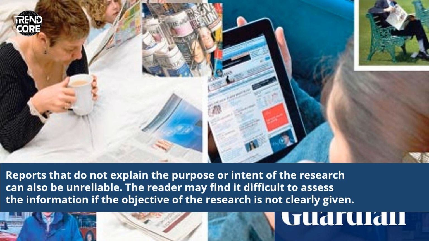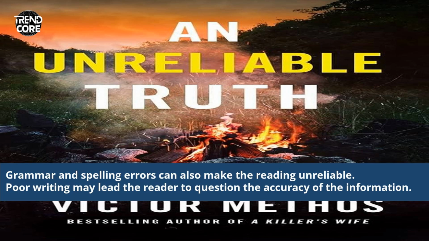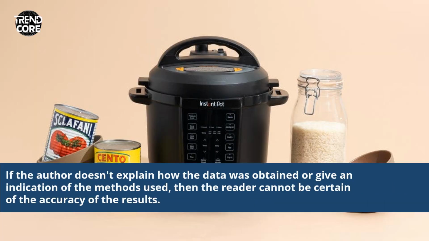Reports that do not explain the purpose or intent of the research can also be unreliable. The reader may find it difficult to assess the information if the objective of the research is not clearly given. Grammar and spelling errors can also make the reading unreliable. Poor writing may lead the reader to question the accuracy of the information. If the author doesn't explain how the data was obtained or give an indication of the methods used, then the reader cannot be certain of the accuracy of the results.